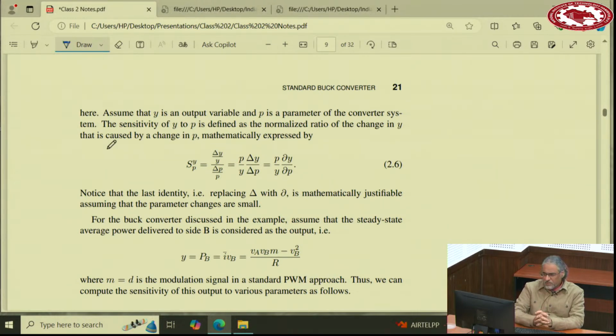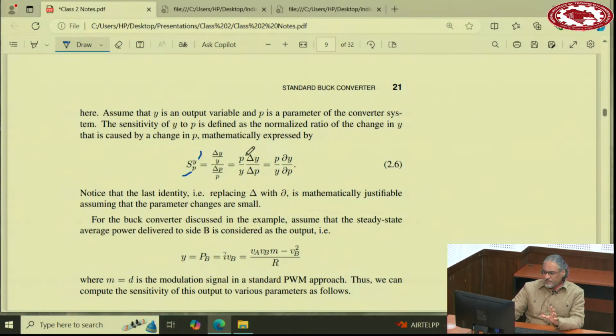Sensitivity function, you might have seen it in some control courses. Sensitivity of a variable y with respect to a parameter p, by definition is, you change the parameter, delta p, and then look how much y changes, delta y. So the ratio of delta y over delta p, and then you can normalize it to make it percentage type. So delta y over y divided by delta p over p. So that will be p over y, delta y over delta p. That represents how much the output y is sensitive to the parameter p.